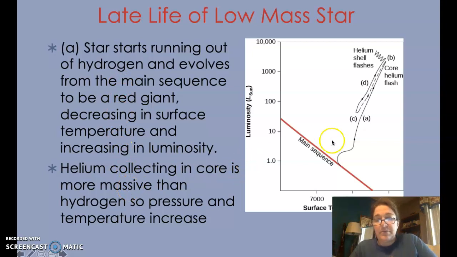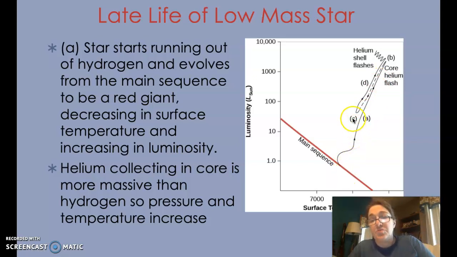As this happens, the star evolves off the main sequence. So it has spent much of its life on the main sequence, HR diagram, we've looked at them before, and it will now spend time collecting hydrogen as the hydrogen runs out.